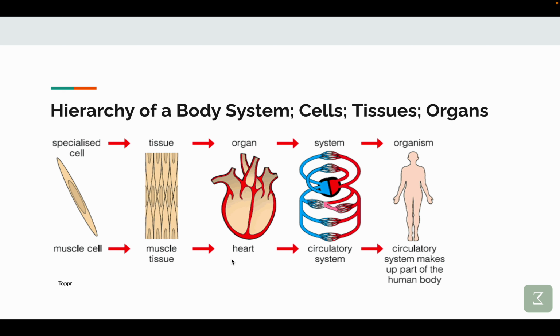And in the body, when all of these organs come together, we have a system. The heart is only a part of the circulatory system. We have all these blood vessels in our body, and that makes up the rest of the circulatory system. And when all the systems come together to make an organism, we have this happy, healthy organism, this being. It can be an animal, an insect, or a human. This process from small to big, or big to small, is called the hierarchy of a body system. It is basically what is bigger and what is smaller.